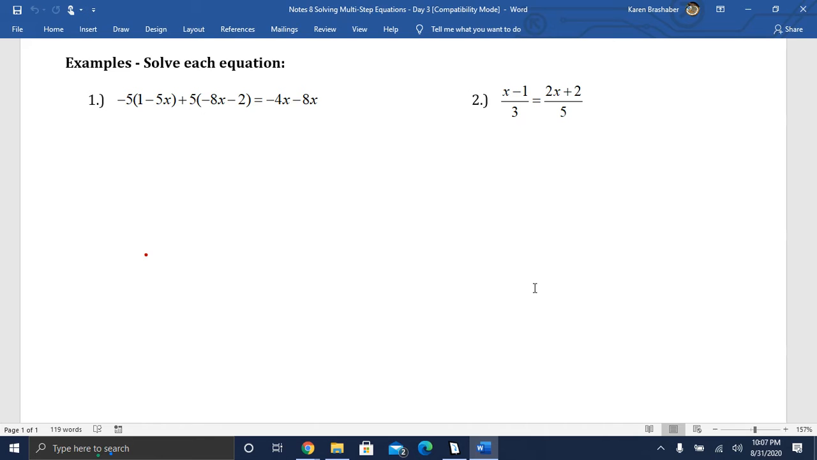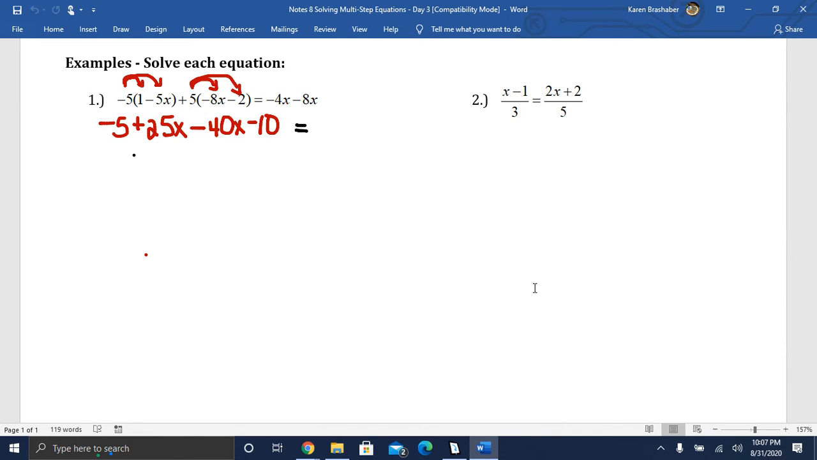intimidating. So you're going to do the distributive property, and we'll take -5 times 1, and then we'll take -5 times -5x. So a negative times a negative is positive 25x. We'll continue on and remove the second parentheses. So we have 5 times -8x, and that's -40x. We'll have 5 times -2, that's -10. And then we have our equal sign.